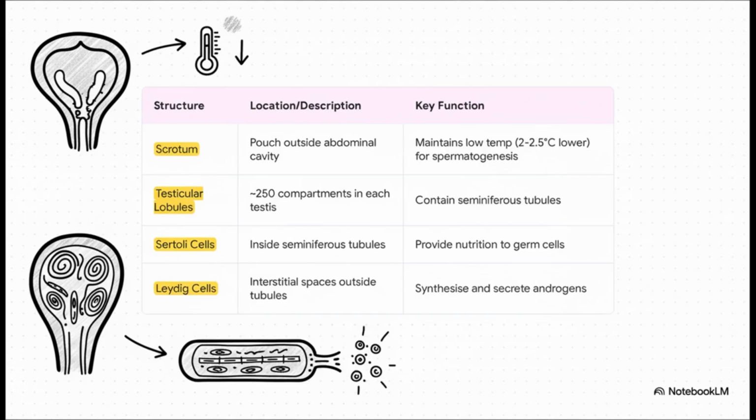Now, inside each testis, you've got about 250 little compartments called testicular lobules, and inside those are the seminiferous tubules. These are the actual assembly lines for sperm. 2 types of cells here are super important. The Sertoli cells, which basically act as nannies, providing nutrition to the developing sperm cells. And then you have the Leydig cells, which hang out in the spaces outside the tubules and are responsible for producing the key male hormone, testosterone.